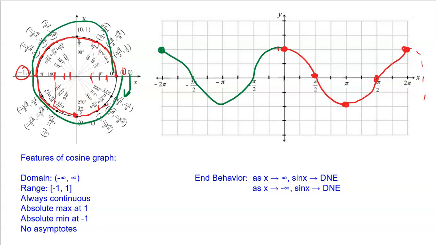But let's talk about behavior real quick here. So the domain is just like sine. The range is just like sine. I'm still trapped between negative 1 and 1, but instead of thinking of 1 for the y's, it's about the x's, right? The x values. It's always continuous, no discontinuities. It's got a max at 1, a min at negative 1.